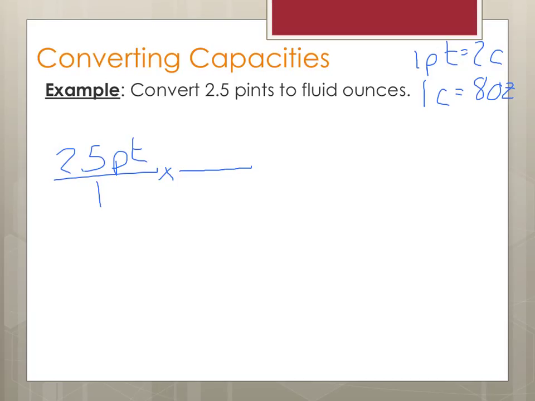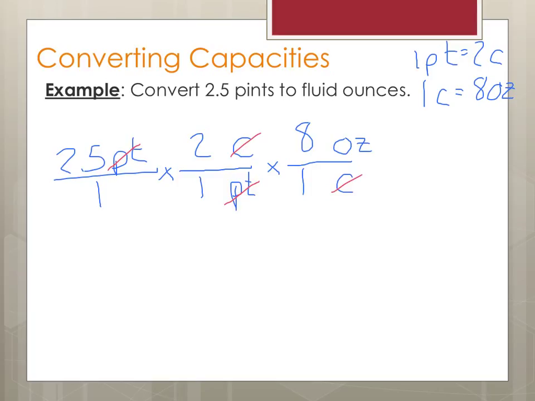So we know we need to cancel those pints on the bottom, okay, and we have a conversion factor that takes us to cups. 1 pint is 2 cups, and those will cancel. Now, this will convert to cups, but we have to take it to ounces. We have a second conversion factor that goes from cups to fluid ounces. We know that 1 cup is 8 ounces. Cups and cups will cancel, and then we're left with ounces, which is our desired unit.